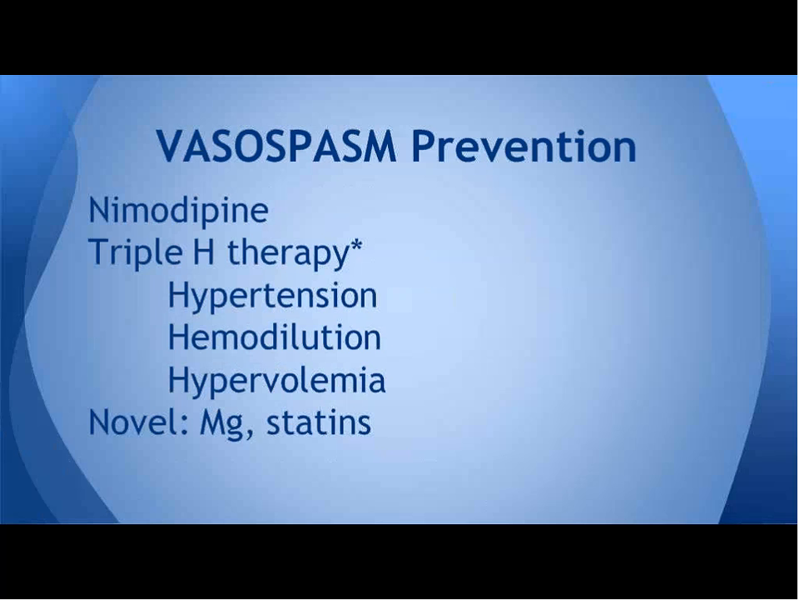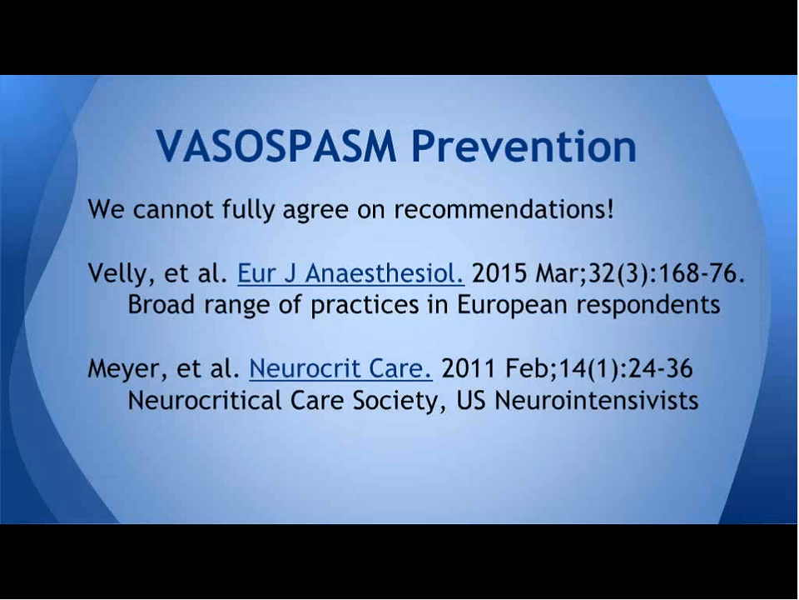So vasospasm prevention, the cornerstone of therapy is nimodipine, which in the U.S. is an oral medication. There's an IV formulation, but it hasn't done very well in the U.S. Triple H therapy, and then there's a few novel therapies. Essentially, we can't fully agree on the recommendations. There were two major studies, one in Europe and one in the U.S., that just asked intensivists, neurointensivists, neurosurgeons, and neurointerventionalists, what do you do with your subarachnoid hemorrhage patients? How do you manage them? And they were just all over the board.